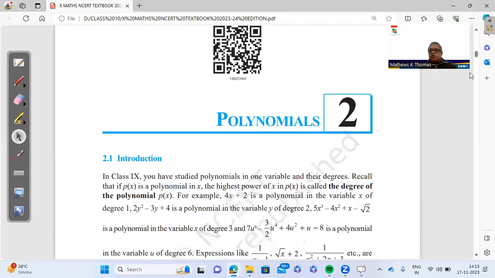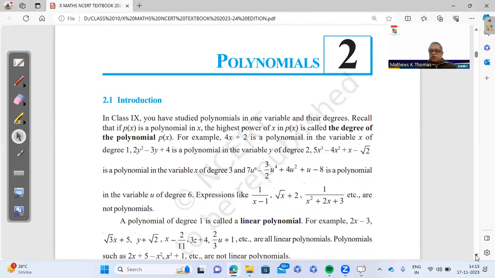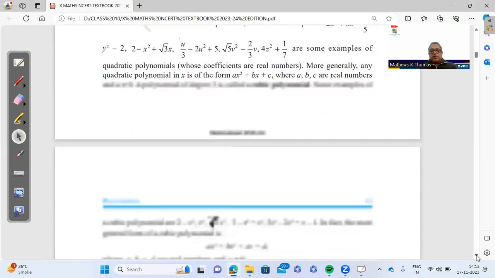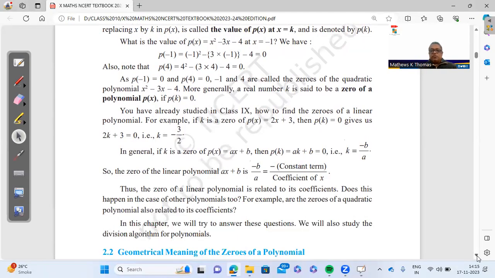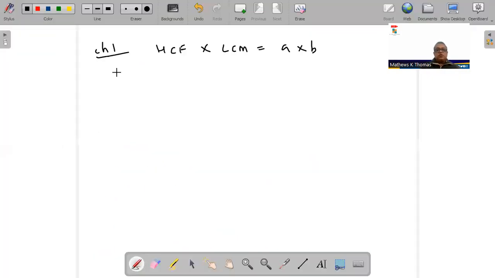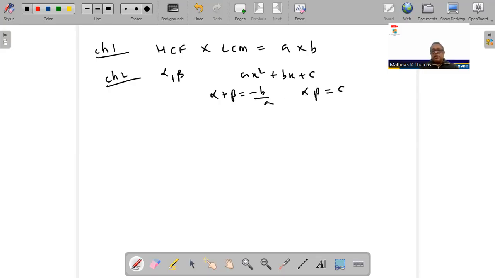So in the chapter polynomials, we have the first formula, that is sum of roots, and second formula is product of roots. So in chapter 2, we know that the roots of a polynomial are represented by alpha and beta, and the general equation is ax square plus bx plus c. If you are taking a polynomial, ax square plus bx plus c here, then alpha plus beta is minus b by a and alpha beta is c by a. This will also be useful in quadratic equation.